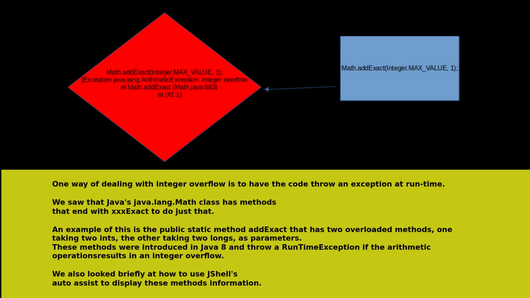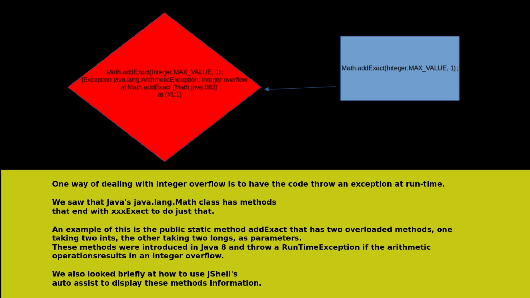We have reached the end of this lesson. One way of dealing with integer overflow is to have the code throw an exception at runtime. We saw that Java's java.lang.Math class has methods that end with exact that do just that. An example of this is the public static method addExact that has overloaded methods, one taking two ints, the other taking two longs as parameters.